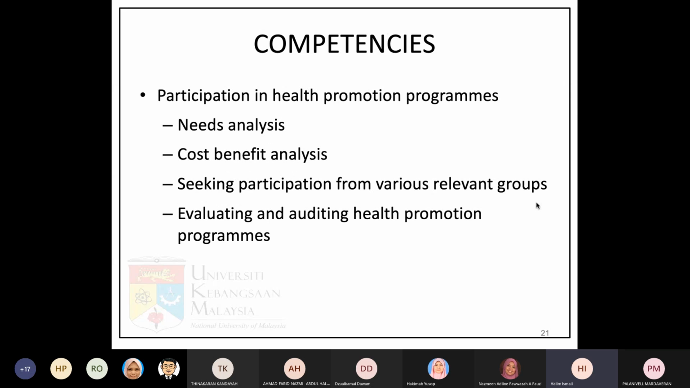And then participation in health promotion program in terms of need analysis, cost benefit analysis, ni you belajar kat management kan. Seeking participation from various relevant group, evaluating and auditing health promotion program. So health promotion, kalau dekat PKD dia ada promotion unit kan yang in charge of all this. Okay. Betul kat PKD? Ada yang dari PKD ke? Betul. Ya, Doktor. Ada.